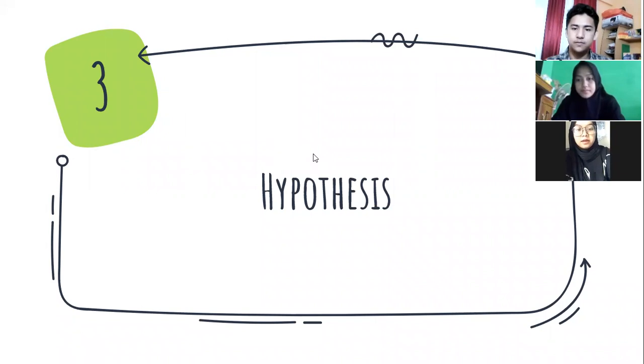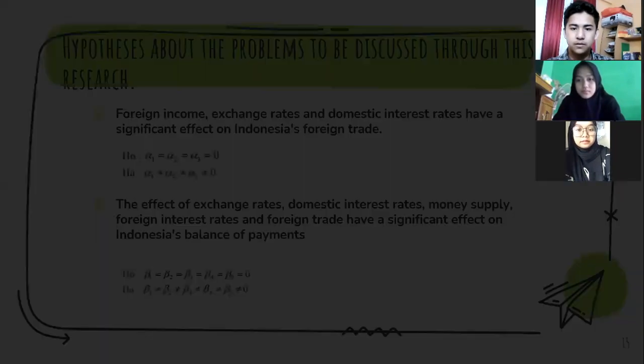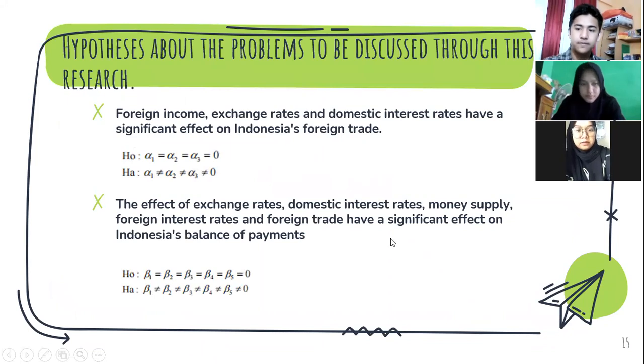Next material is about hypothesis. Hypotheses about the problems to be discussed through this research. First, foreign income, exchange rate, and domestic interest rate have a significant effect on Indonesian foreign trade. You can see this is the formula. Next, the exchange rate, domestic interest rate, money supply, foreign interest rate, and foreign trade have a significant effect on Indonesian balance of payment. And you can see the formula.